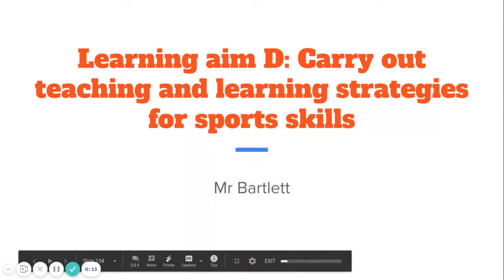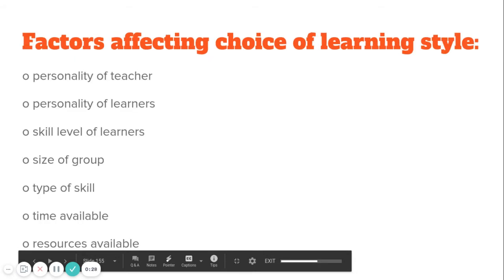In this presentation, we are looking at learning aim D, carrying out teaching and learning strategies for sports skills, but specifically D3 in the spec. So D3 works on factors affecting choice of learning style and learning styles as a whole.